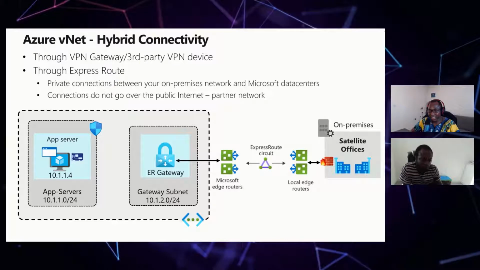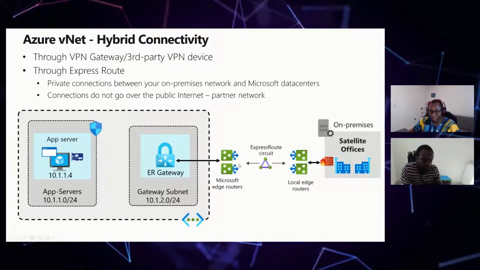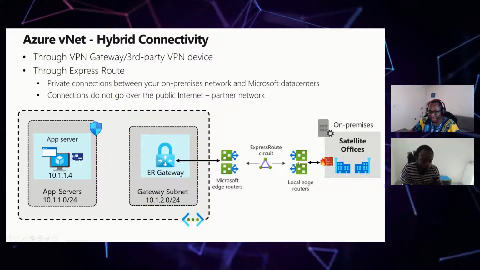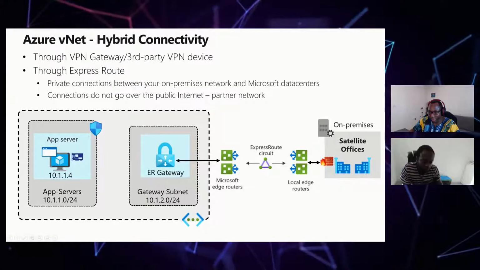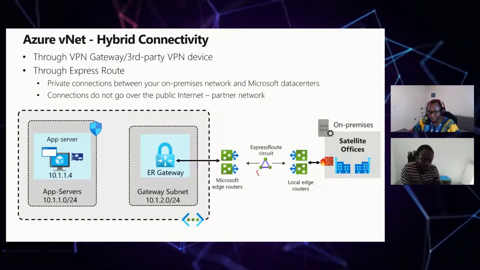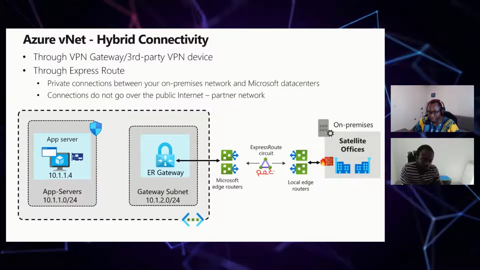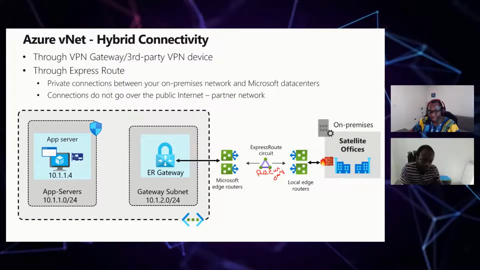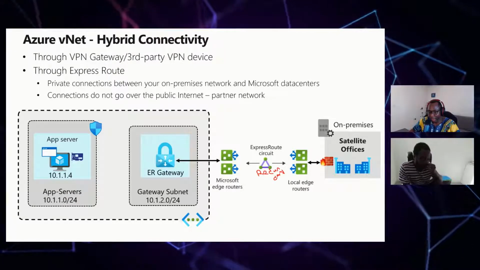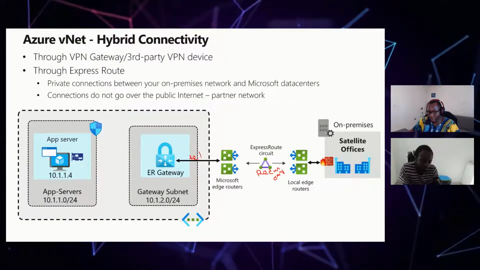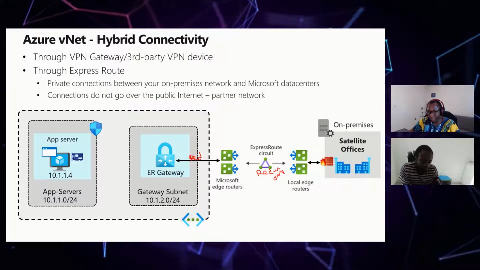You notice that the connection between the Microsoft Edge router and the service provider, the local edge routers over here, the connection is always redundant. So this connection is always redundant over here. And the connection between the ExpressRoute gateway and the Microsoft Edge router is also redundant. I'll just put red for redundant.